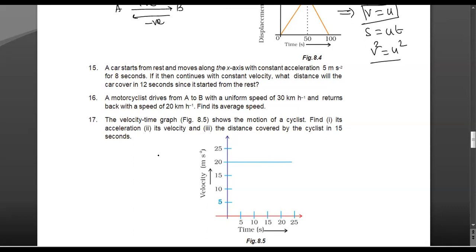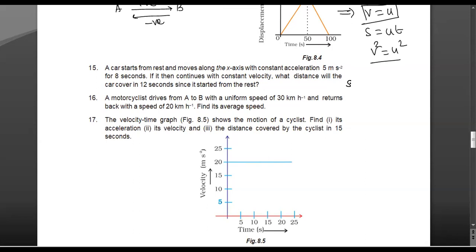Sir, 30 meter. A car starts from rest and moves along the x-axis with a constant acceleration of 5 meter per second square for 8 seconds. Okay. If it then continues with a constant velocity, for the first 8 seconds we can calculate the first distance.